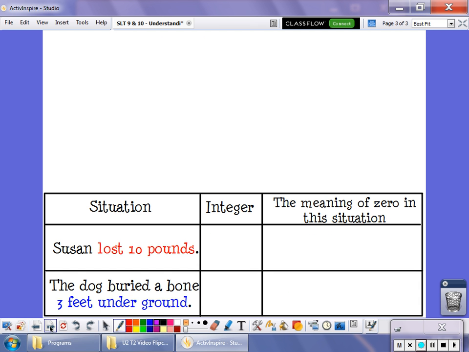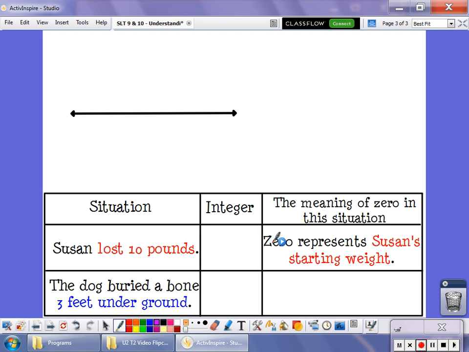So I've got two more situations to look at. Susan lost 10 pounds. Again, losing 10 pounds means she's going to have less than what she started with. So our 0 in this case is going to be her starting weight. So we'll put our 0 right here, which is going to be Susan's starting weight. And we know she lost 10 pounds. And since she's losing 10 pounds, she's going to have less than she started with, which means we're going to represent this with the integer negative 10.